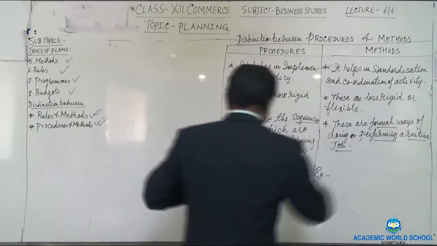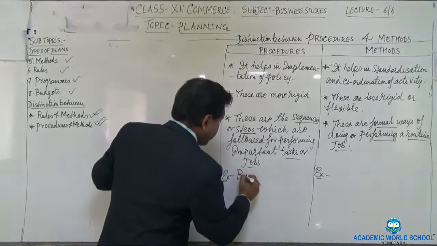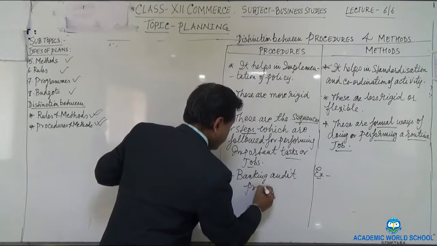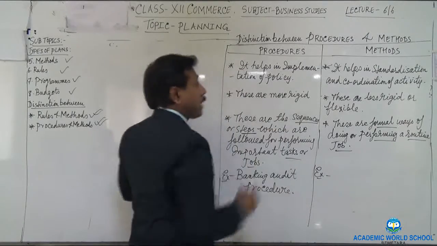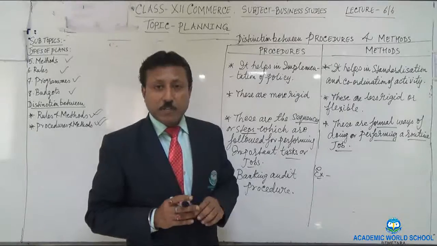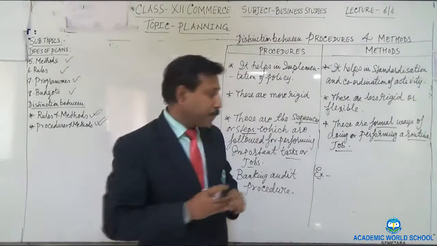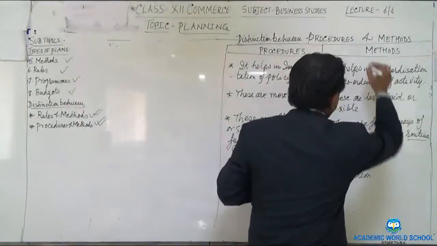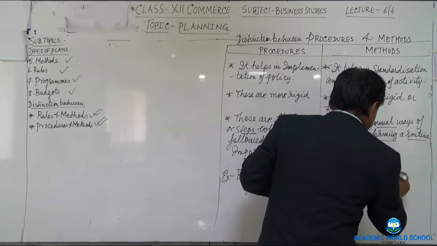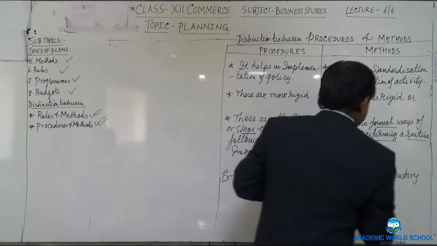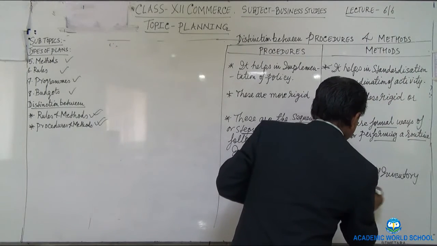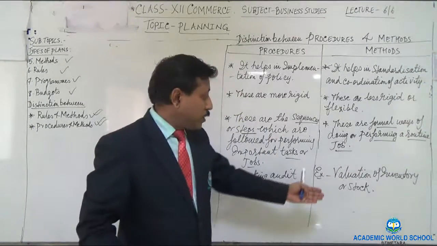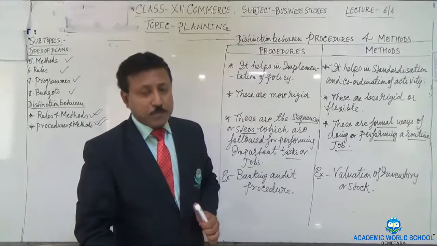Now, if we take an example of a procedure: banking audit procedure. There is a procedure when you audit a bank. And the method is the valuation of inventory or stock. By which method, in which way, do you value your inventory or stocks?